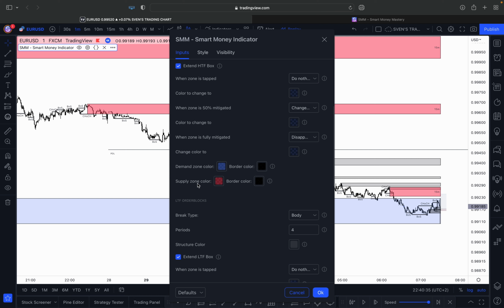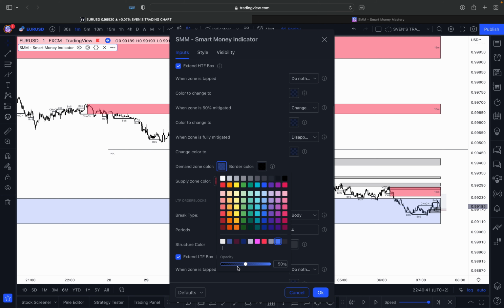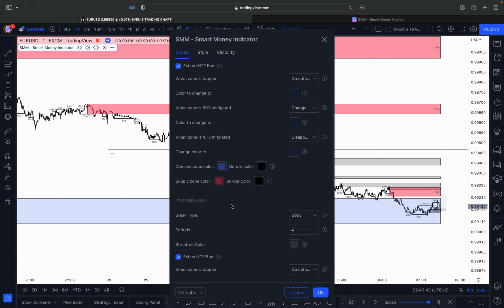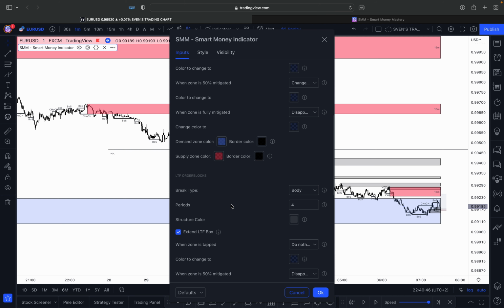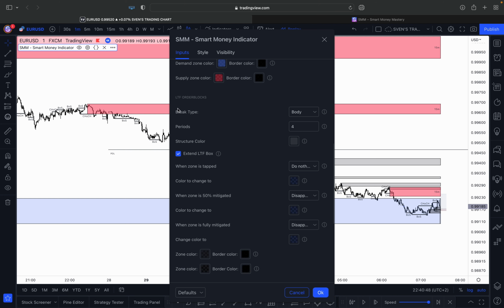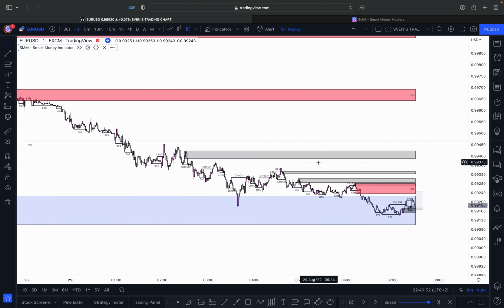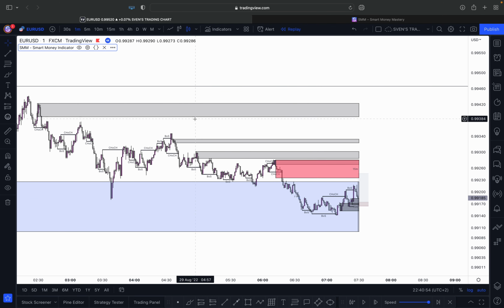Here we have some general settings where you can change the color of the demand and supply zones together with the borders. You can also choose the opacity over here. It's all customizable however you want it. And then we go to the lower time frame order blocks. Those are the gray boxes that you can see over here. Those are areas where price likes to get back into and where you can eventually trade from.